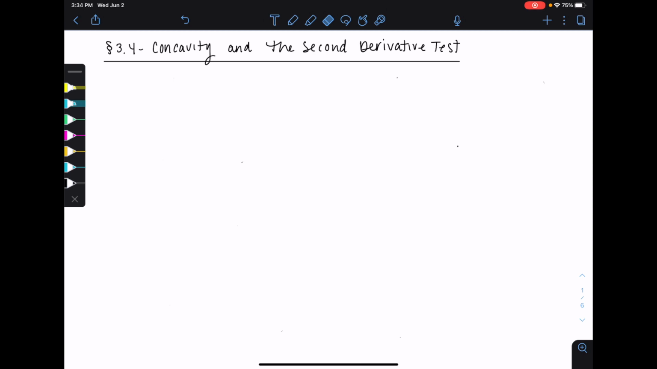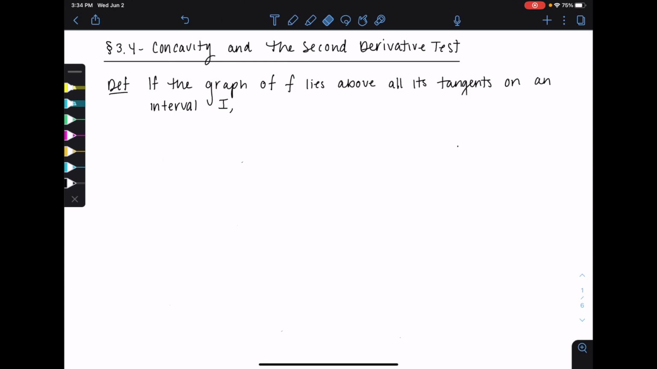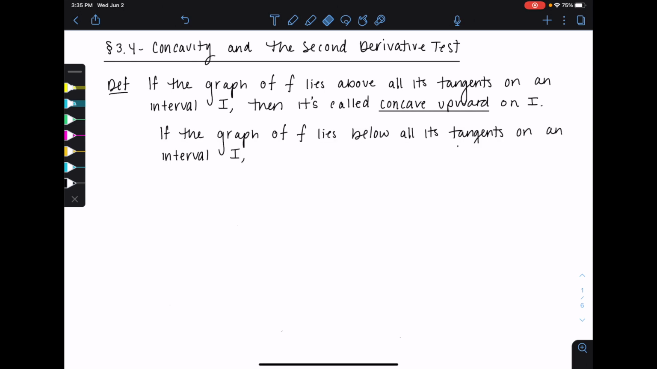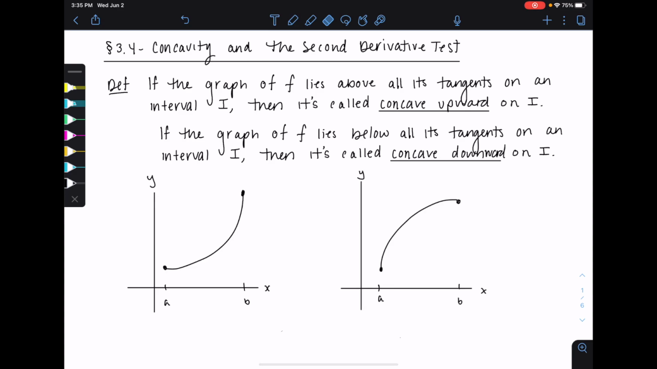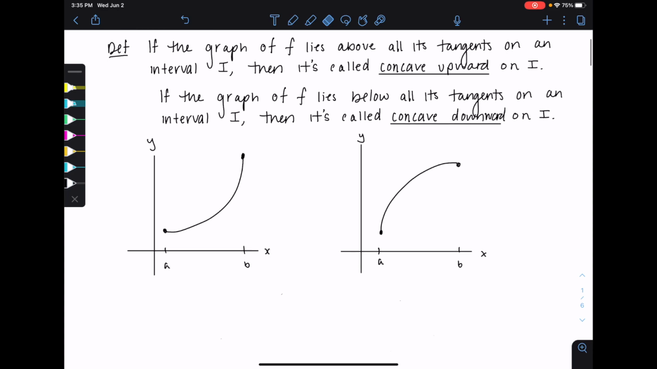And really its first definition comes from the fact of where tangent lines lie in relation to the function itself. So if the graph of a function f lies above all its tangent lines on an interval I, then it's called concave upward on that interval I. If the function lies below all its tangents, then it's called concave downward on I. So we have two examples that I'm going to show you through. The first one is going to be that case when it's concave up.